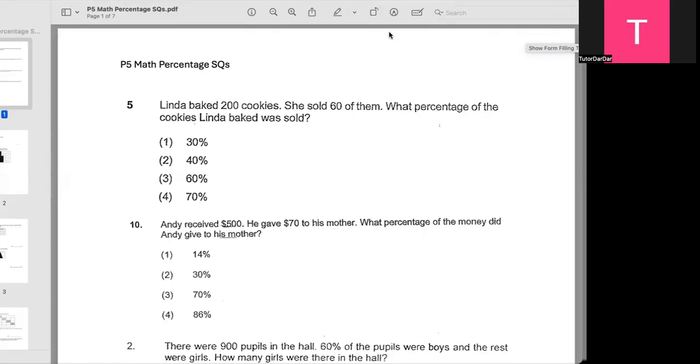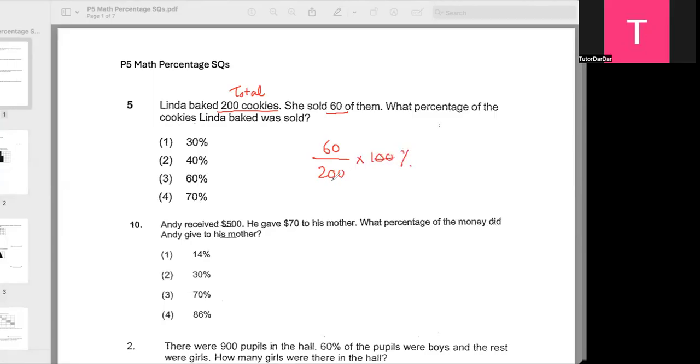Linda baked 200 cookies. She sold 60 of them. What percentage of the cookies Linda baked was sold? So now this 200 is the total. This is the number sold. So when they want the percentage of the number of cookies sold, what you do is the number sold divided by the total, multiplied by 100%.